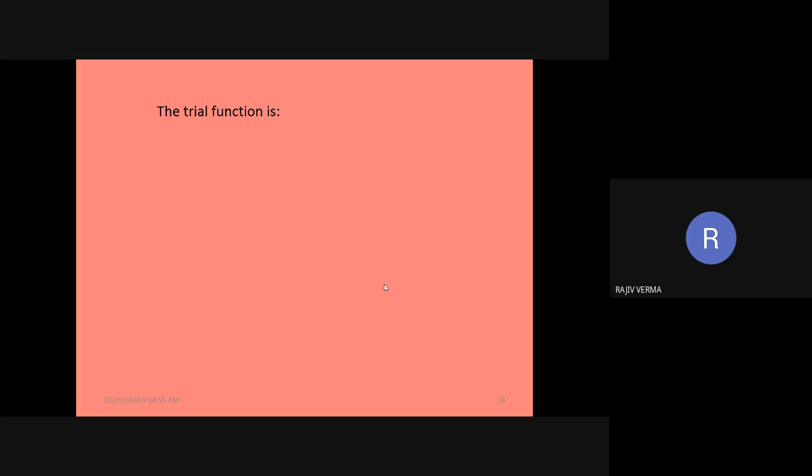Now, in finite element method, we basically have a trial function.